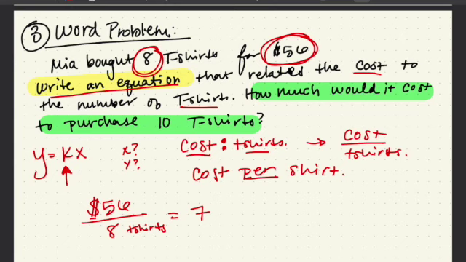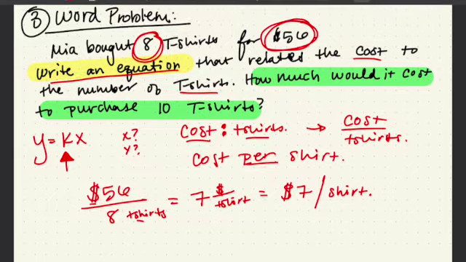Well, I know that 56 divided by 8 is 7. But what happens to these units? Well, they're going to stay where they are. So $7 per t-shirt. Now that looks a little weird, so when we're talking about money, we would write it like this: $7 per shirt. Okay? So this is the unit rate. This is how much money per one t-shirt. That is the same as what k is. Unit rate is another word to describe what k is. I'll talk about that more in just a second, but let's put this back into our equation.